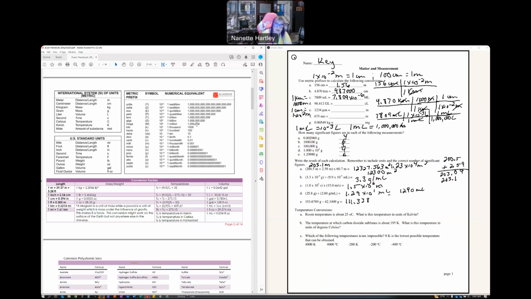111.338. But then I look at my numbers, and I have 4 decimal places here and 4 decimal places here. So this answer needs to have 4 decimal places. So I need to write a 0 at the end of that, because it still needs to be that significant. So we need to put in that 0 there. And it was grams minus grams, so that's still grams. Okay, so that's how we do that there.